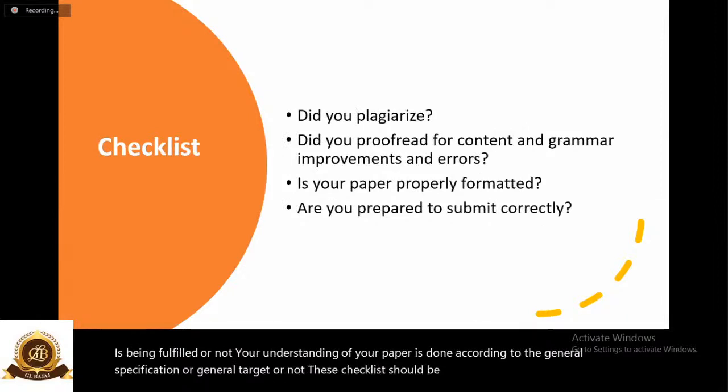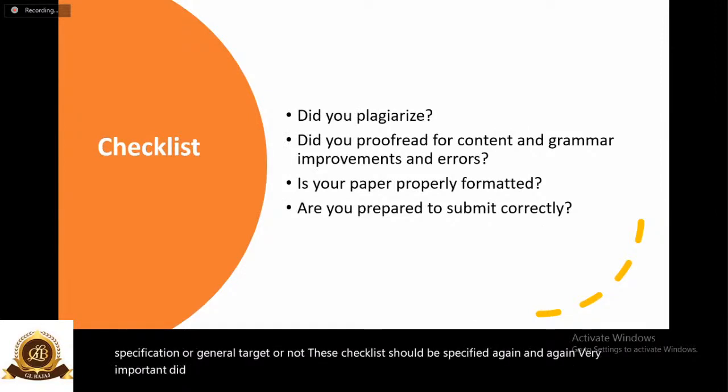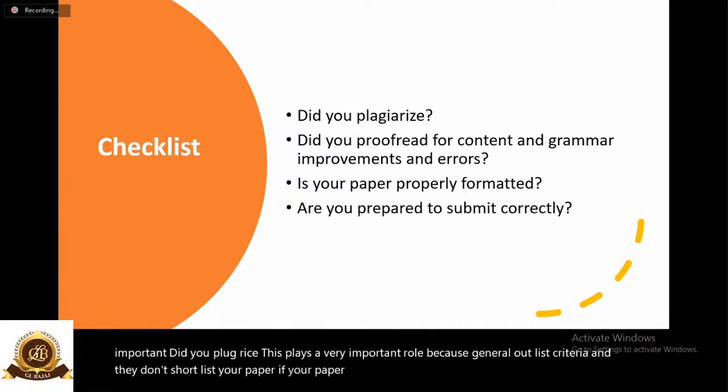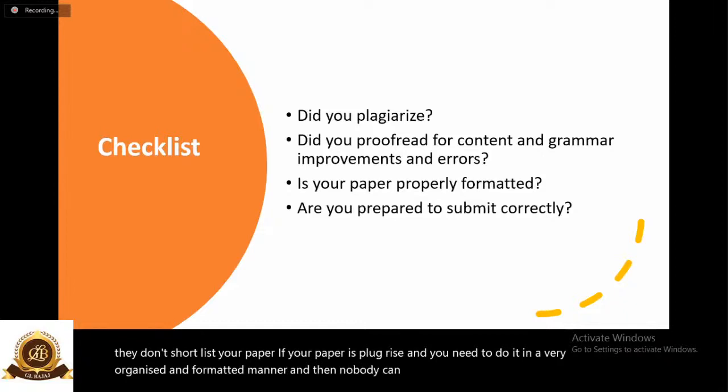Very important: did you plagiarize? This plays a very important role, because journals outline the criteria and they don't shortlist your paper if it is plagiarized. And if you do it in a very organized and formatted manner, then nobody can stop your paper from getting accepted.